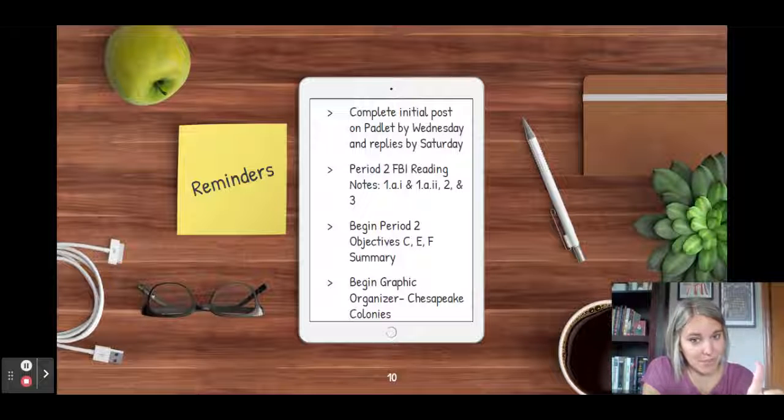So, initial posts on Padlet, FBI reading notes, period objectives, graphic organizer, and then the stolen essay assignment as well.